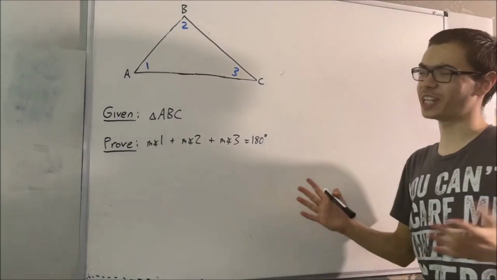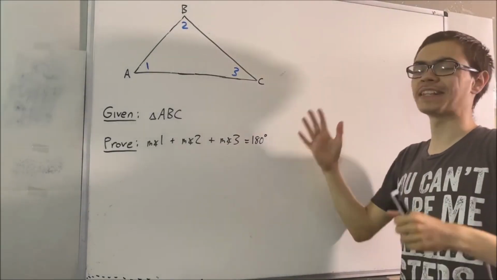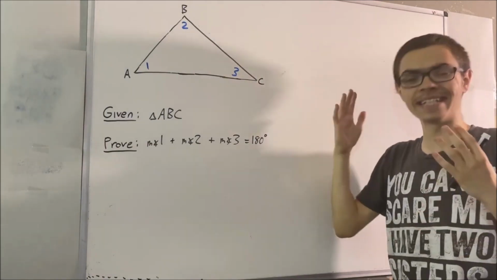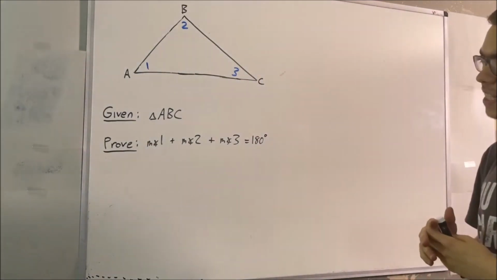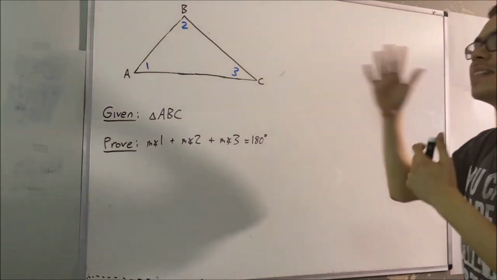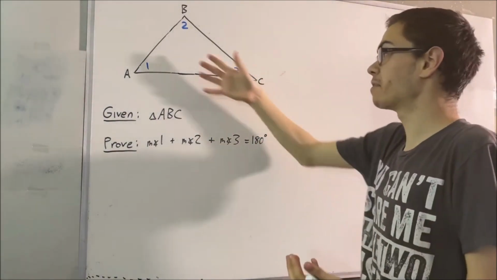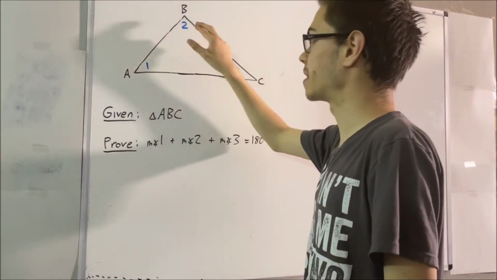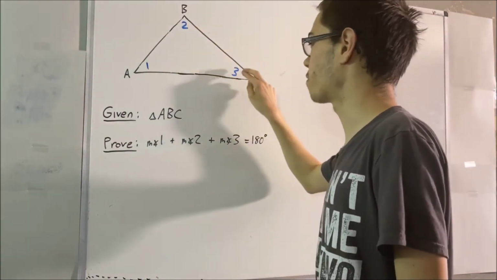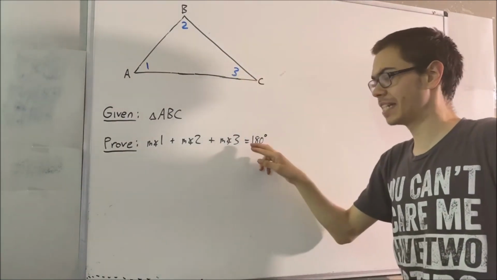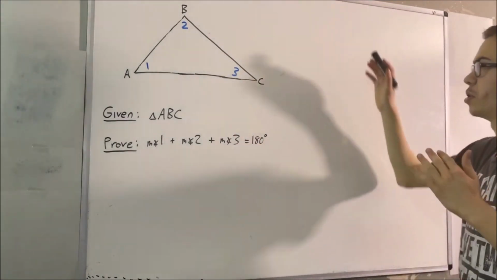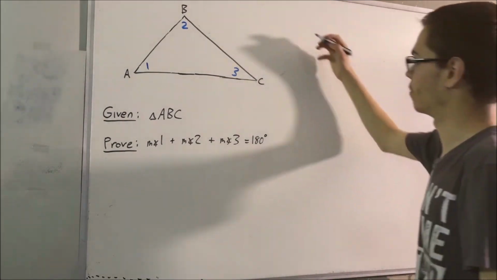Alright, so in this video, we're going to prove that the sum of the measures of the angles in a triangle is equal to 180 degrees. Now, in this setup right here, all we have is a triangle. And what we want to prove is that the measure of angle 1 plus the measure of angle 2 plus the measure of angle 3 does indeed equal 180 degrees. Now, to start out this proof, we're just going to construct our statements reasons table.